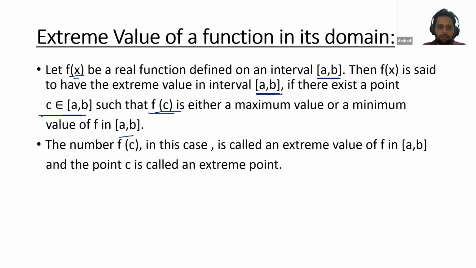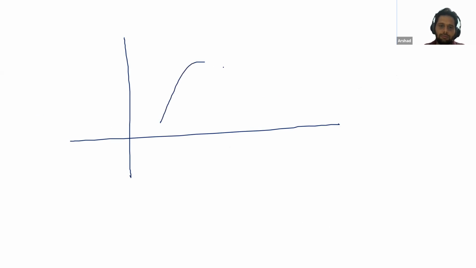So let me draw a graph, and from the graph we will try to understand this concept. Suppose we have this function like this. This exists only for interval AB. So we have this function, we have this AB. This function exists only for AB. This is f(x), this is your x, this is y.